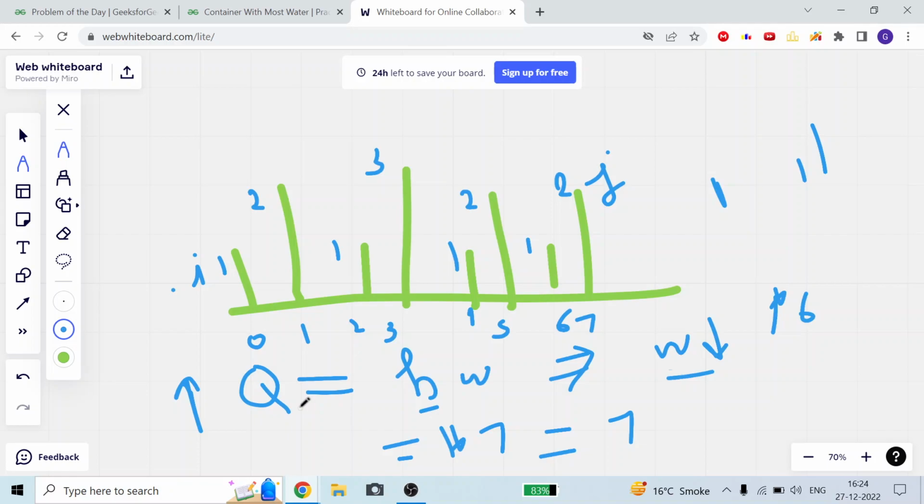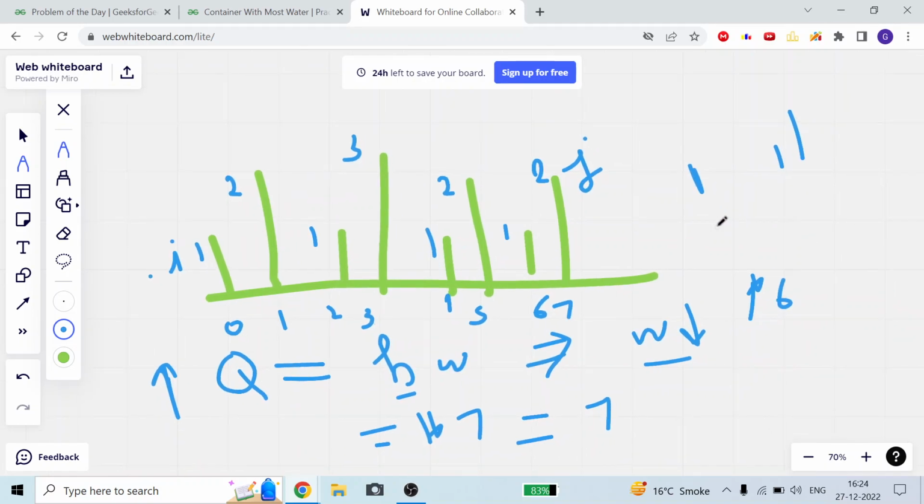So what will be our focus on? Our focus should be on whichever is the minimum side, either the i side or the j side. If the minimum one among i and j is the ith, then I will move i one step forward. If the minimum one is j, I will move j one step forward.